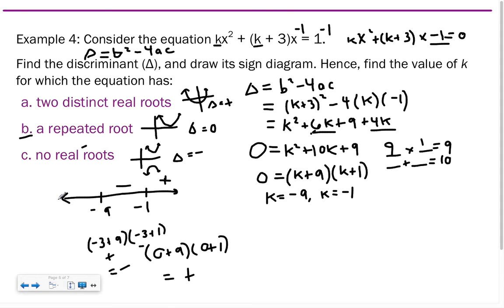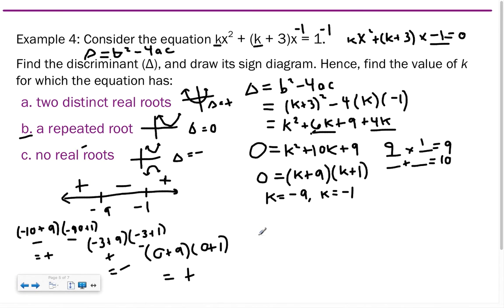Now I need to pick a number that's smaller than negative 9. I'll pick negative 10. So I've got negative 10 plus 9, which is negative, and then negative 10 plus 1, which is also negative. Negative multiplied by a negative gives me a positive result. So for all values of k less than negative 9, I'm going to have two distinct real roots.